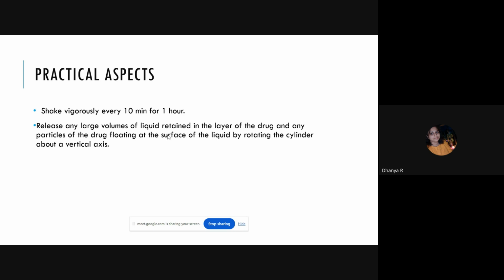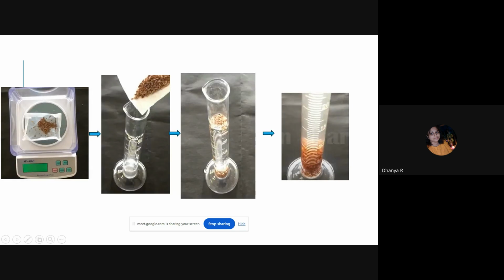Release any large volume of liquid retained in the layer of drug and any particles of the drug floating at the surface of the liquid by rotating the cylinder about the vertical axis. You have to rotate the measuring jar so that if there is any gel type thing or liquid being trapped in between 2 layers of mucilaginous substance. You can see mucilaginous substance like this. If there is a layer of water in between these 2 layers, you have to shake or rotate the measuring cylinder and release that water in between these layers so that you get a correct measurement.